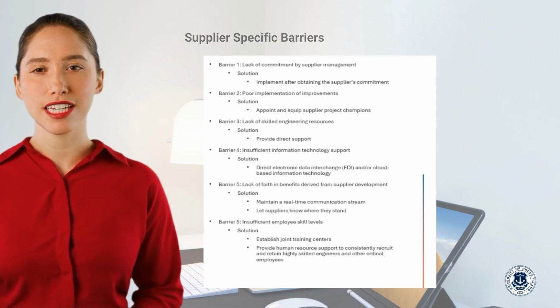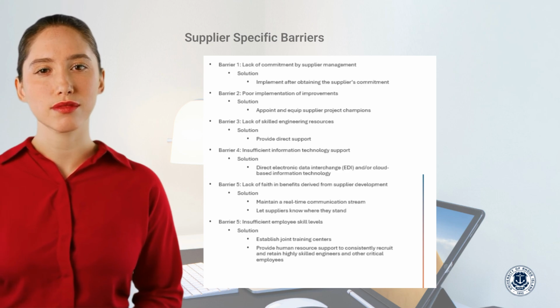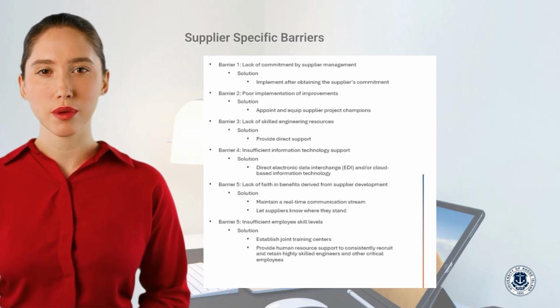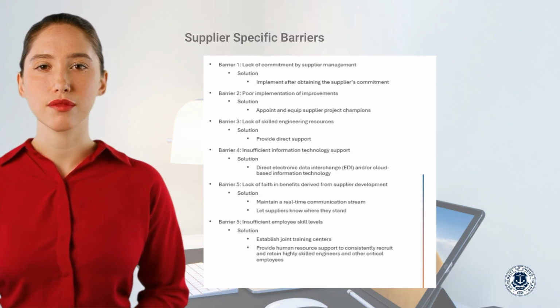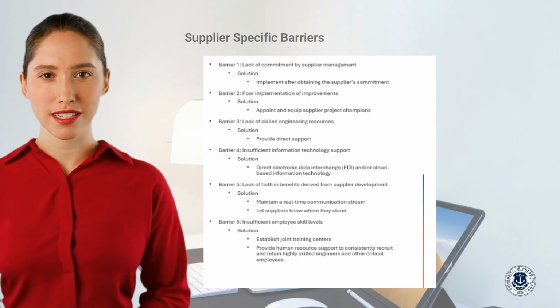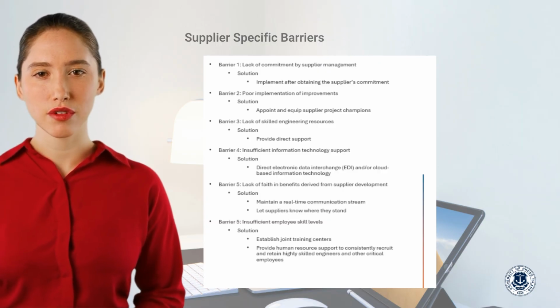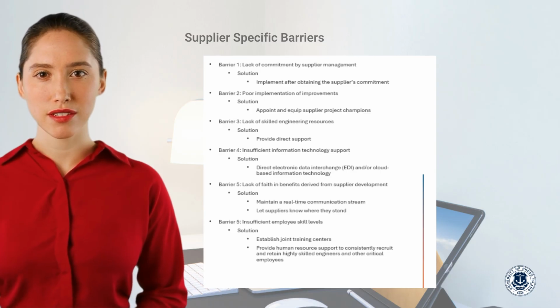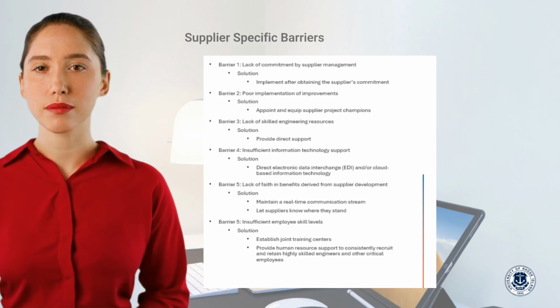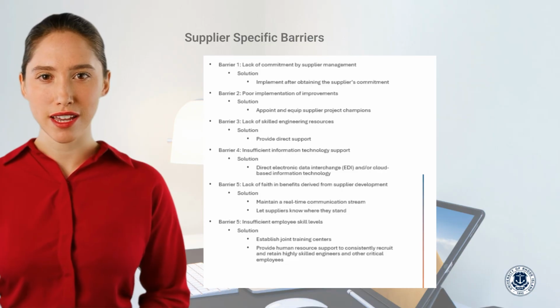The second barrier is poor implementation. Improvement plans often fail because no one owns the process. A solution is to appoint supplier project champions, designated individuals responsible for coordinating and driving improvement activities. The third barrier is limited engineering expertise. Some suppliers simply lack the technical resources needed to improve processes or quality systems. In these cases, the buyer may need to provide direct technical support and guidance.